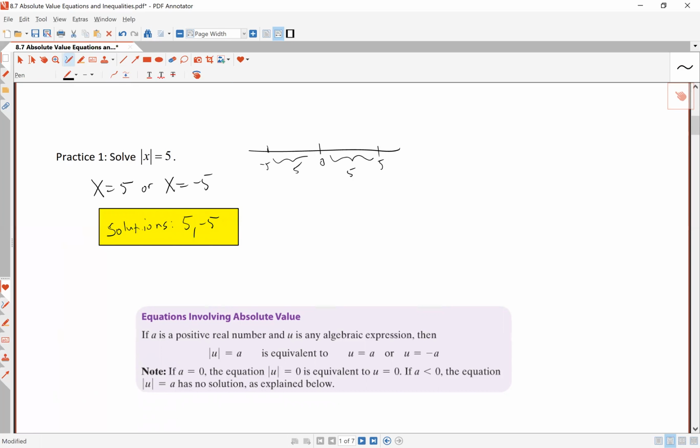So this type of an example shows us that when you have the absolute value equaling a positive real number, it says that we do two things. We drop the absolute value bars and keep the right-hand side the same. We drop the absolute value bars and take the opposite of the right-hand side. So it says if the absolute value of u is a, drop them, keep everything the same, drop them and take the opposite to the right-hand side.